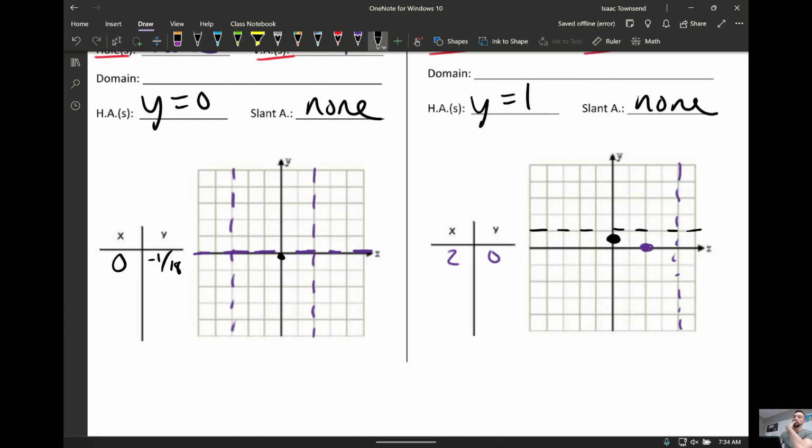Around vertical asymptotes, this is going to be a vertical spike in the graph, which means on one side it's going to go to infinity and one side it's going to go to negative infinity. That always happens for the vertical spikes, the vertical asymptotes. For horizontal asymptotes and slant asymptotes, those tell you what is happening at the ends of the graph.